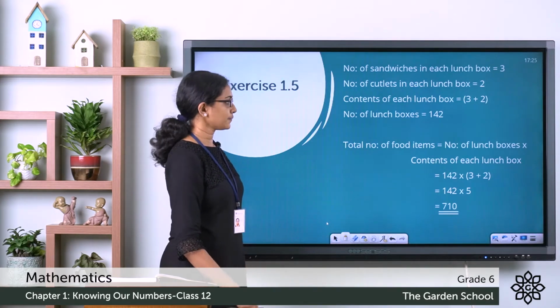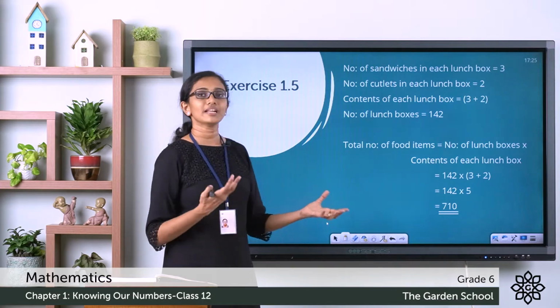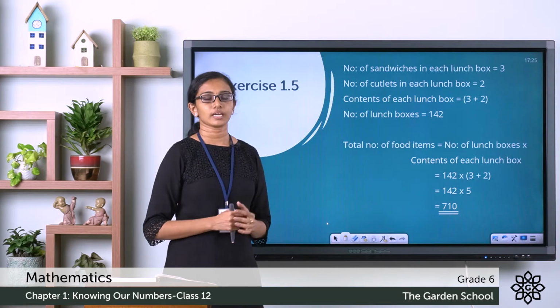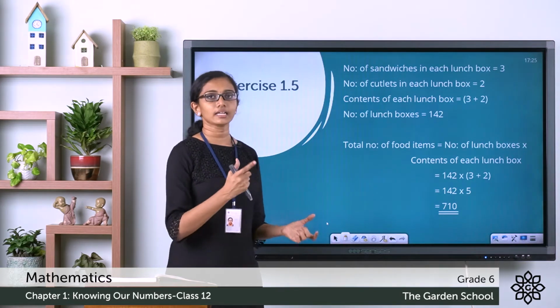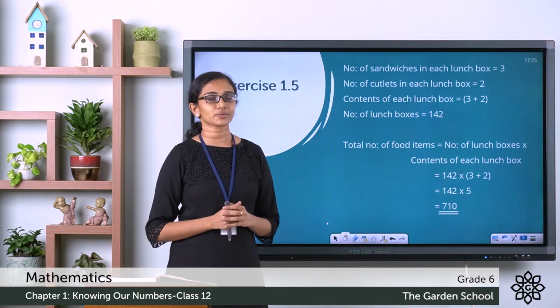So what is the answer? The total number of food items in 142 lunch boxes together is equal to 710. And that includes sandwiches and cutlets. Hope this is clear to you. Now shall we move on to the next question?